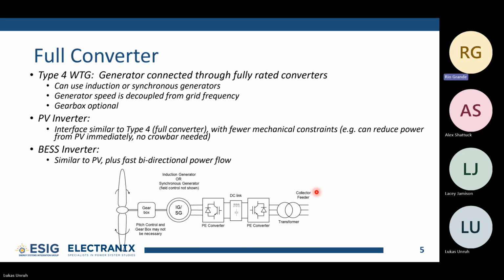Next one here is the full converter. In this figure, this is a Type 4 wind turbine. You can see, starting from the mechanical side, we have this wind turbine connected to typically a synchronous unit, and then through a back-to-back converter. The benefit of this scheme, of course, is that this whole circuit on the left side can basically run at whatever optimal frequency you need to extract as much power out of the wind as possible.